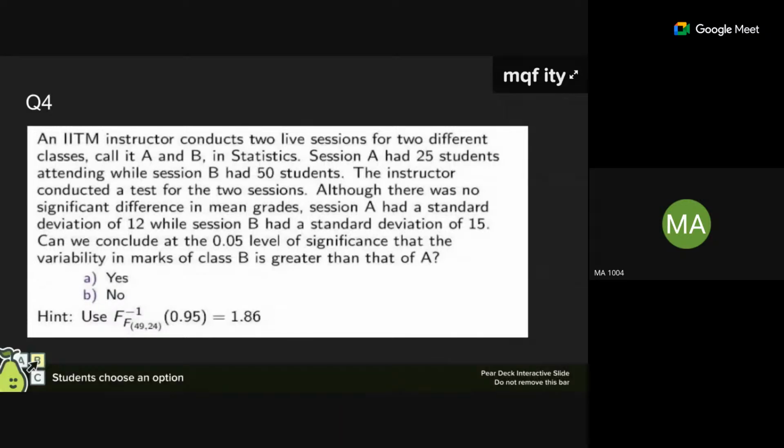Okay. So an IITM instructor conducted 2 live sessions for 2 different classes, call it A and B, in statistics. Session A had 25 students attending, while session B had 50 students. The instructor conducted a test for the 2 sessions. Although there was no significant difference in mean grade, session A had standard deviation 12, while session B had standard deviation 15. Can we conclude at a 0.05 level of significance that the variability of marks of class B is greater than that of A?